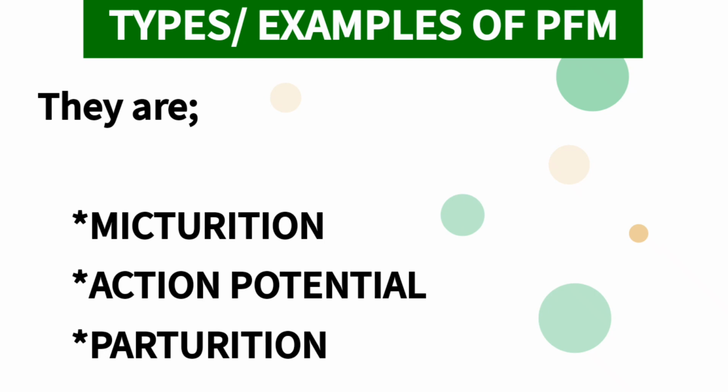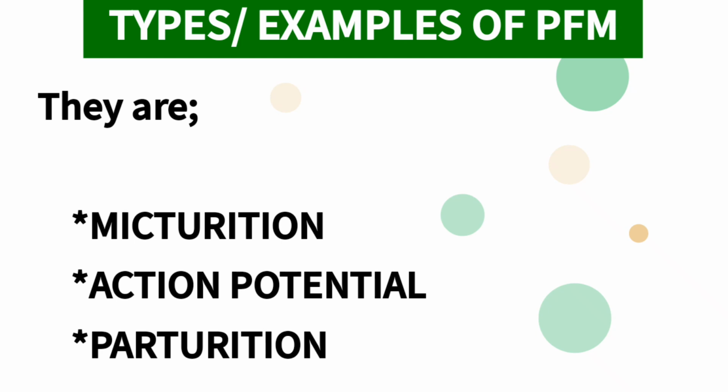Types or examples of positive feedback mechanism. There are mainly three types: micturition, action potential, and parturition. Though there are many types, we shall be discussing mainly these three: the micturition, action potential, and parturition.